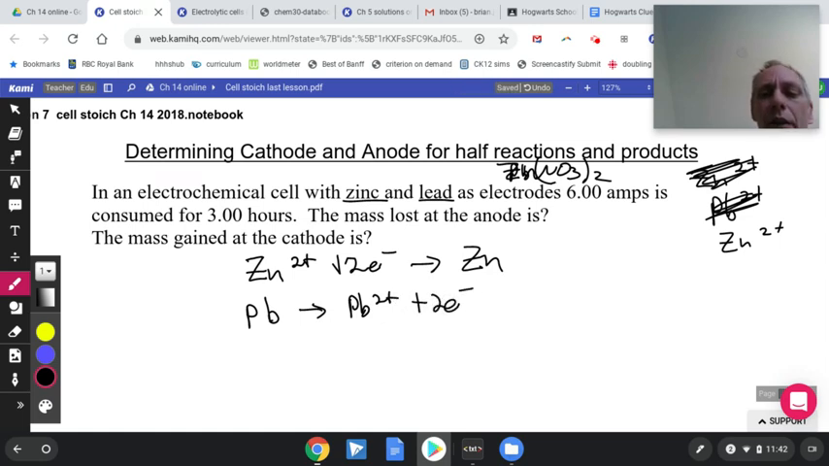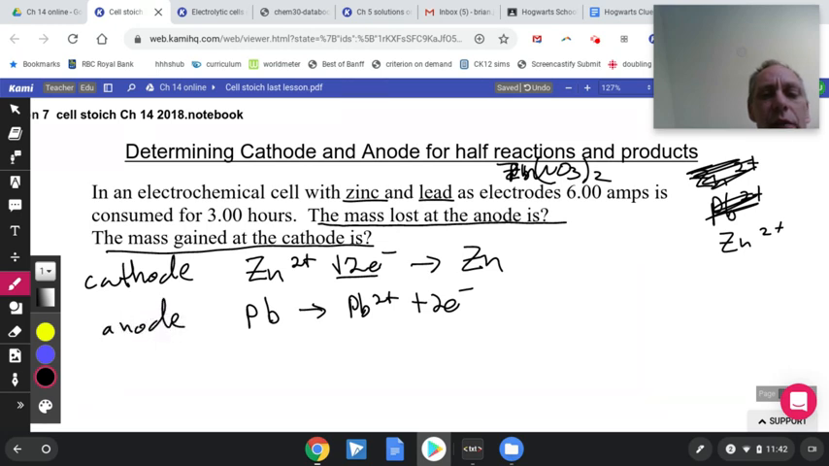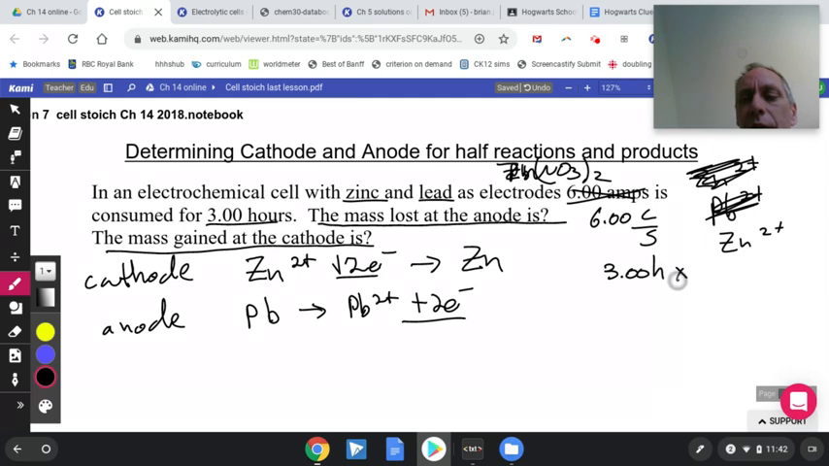The reason I'm doing both half reactions is because this question is asking you for the mass lost at the anode and the mass gained at the cathode. So here is our cathode gaining electrons, and here is our anode losing electrons. 6 amps, 6.00 coulombs per second. 3 hours. Let's just convert that right now: 3 hours times 3,600 seconds per hour, which is 10,800 seconds. So there's my coulombs per second and seconds.